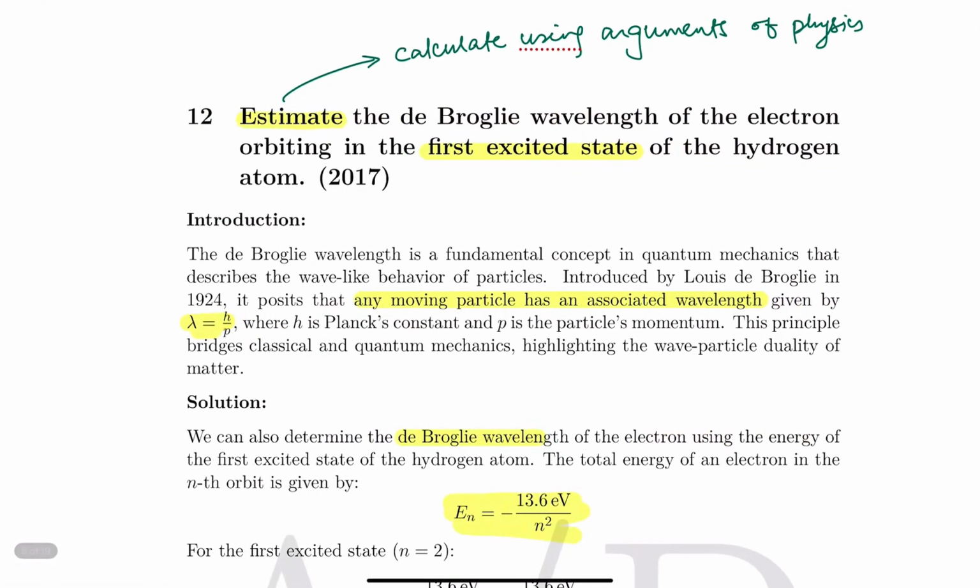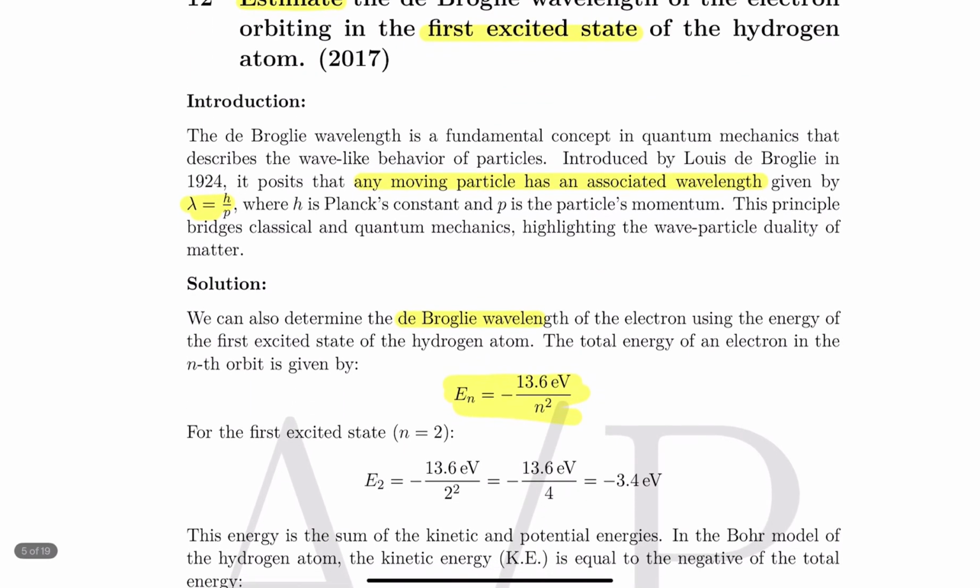Now, the next question, we are going to estimate the de Broglie wavelength of the electron orbiting in the first excited state of the hydrogen atom. This is a pretty simple question. We are not going into the introduction part because you will cover it yourself.